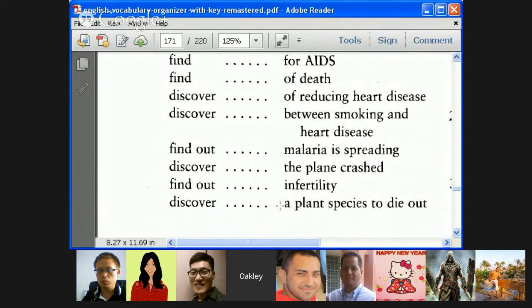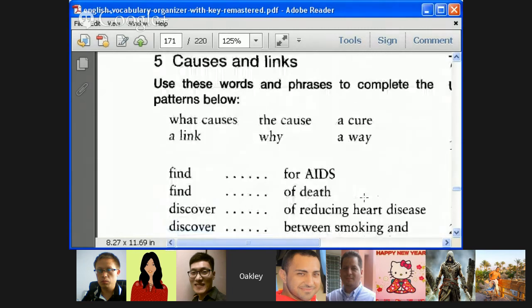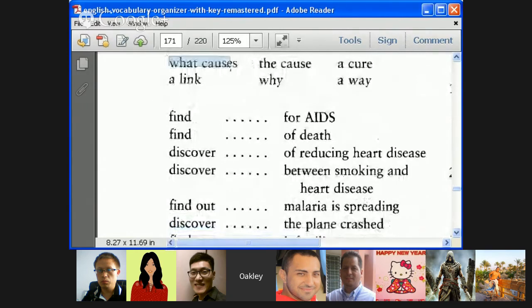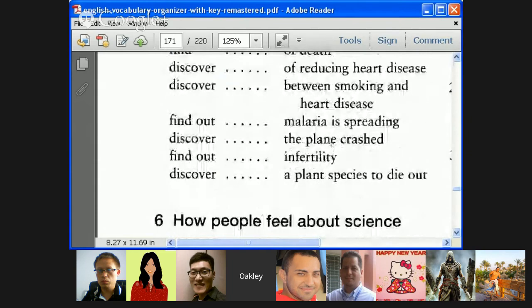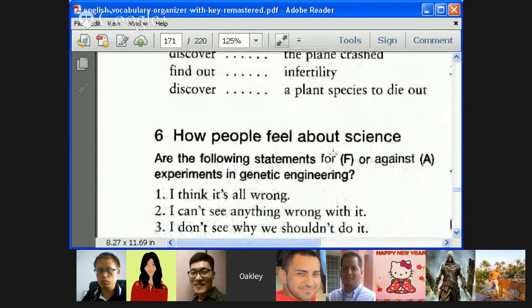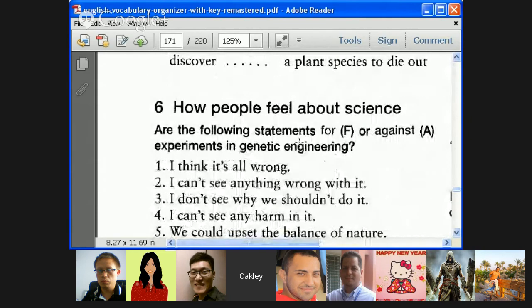Find out what causes infertility. Okay, and the last one. Discover what causes a plant species to die out. All right, a plant species. What causes again. That's it. You got it.